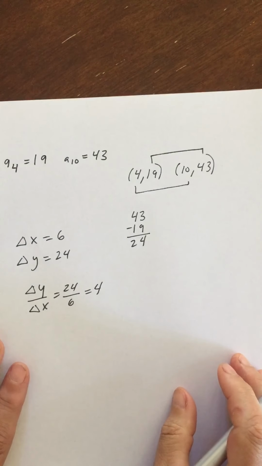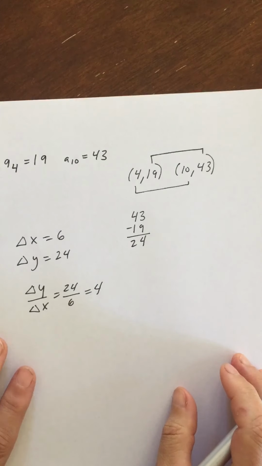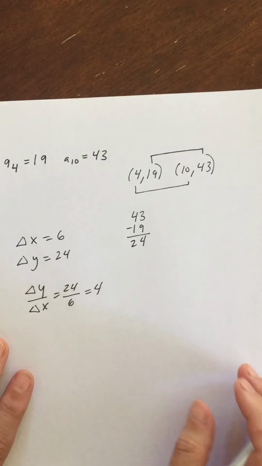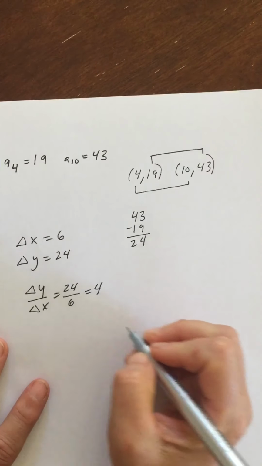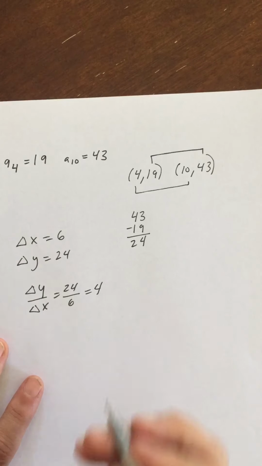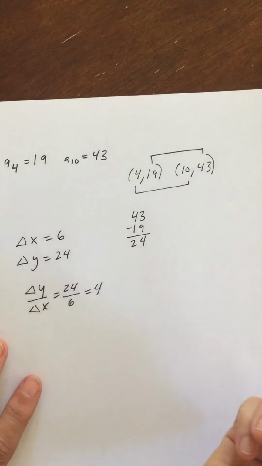So that is one way to solve it, to see in this case that the d value would be 4. Hopefully that makes sense, because in a sequence, as you go over 1, you go up by d. That would be one way to do it.